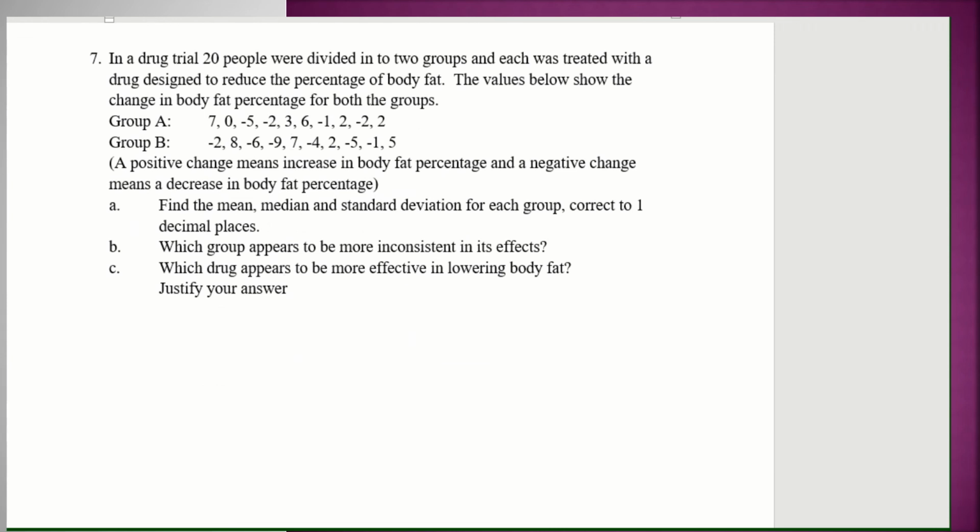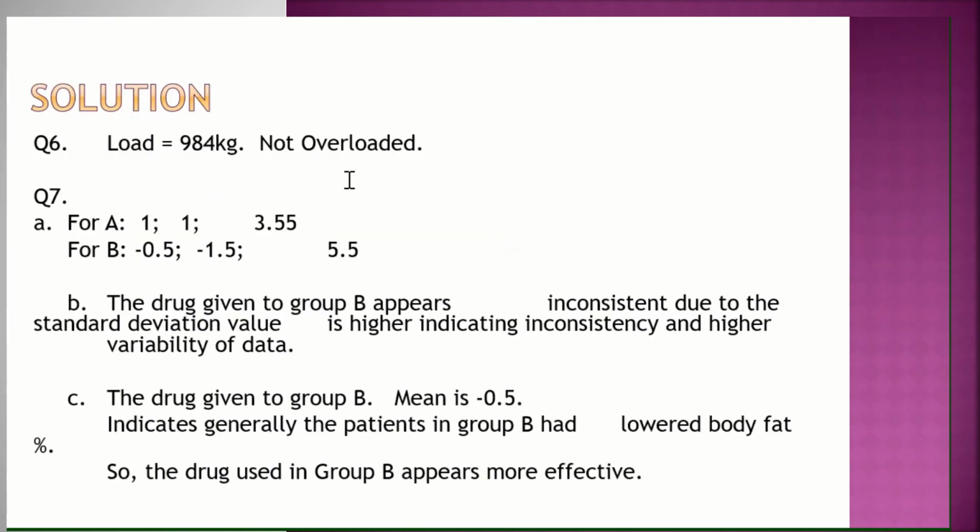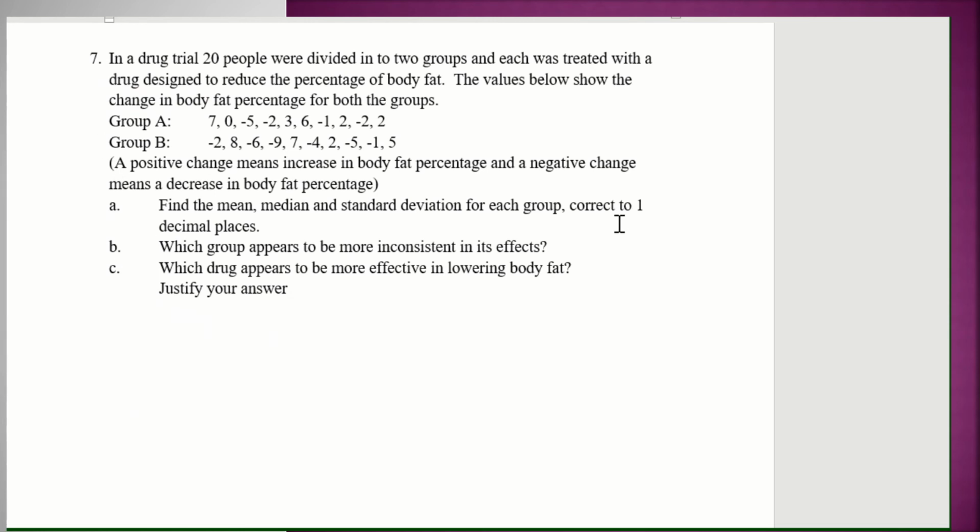Okay, number 7. In a drug trial, 20 people were divided into 2 groups. Okay, so now you got this. Show the change in body fat percentage. A positive change means increase in body fat. Negative means decrease in body fat. So find the mean, median and standard deviation for each group. Use calculator for mean and standard deviation. When you plug it in the calculator, plug it in as -5. Not that minus sign, the negative sign. Okay, so you're going to find your mean and standard deviation, all right? For each group, correct to 1 decimal place.